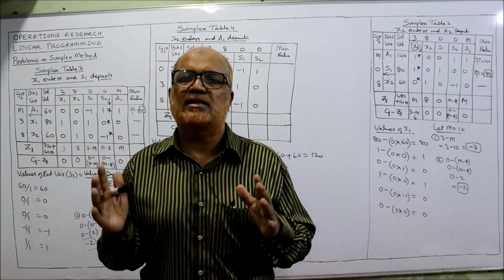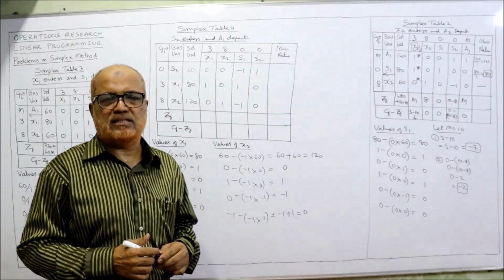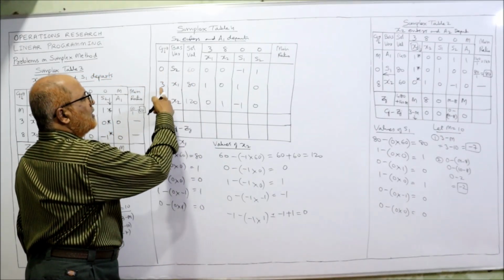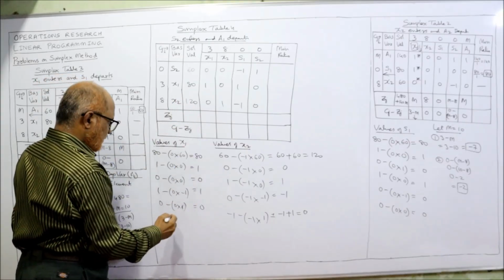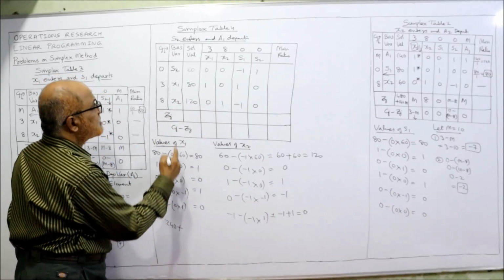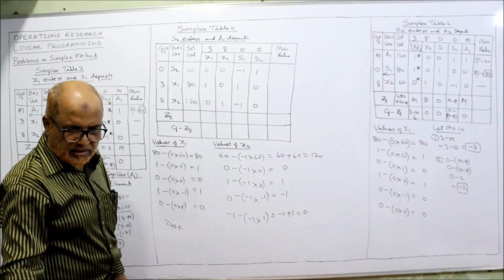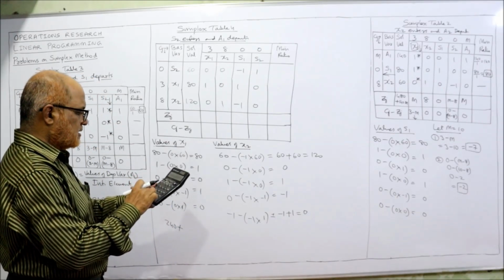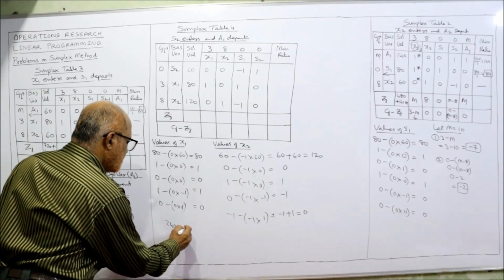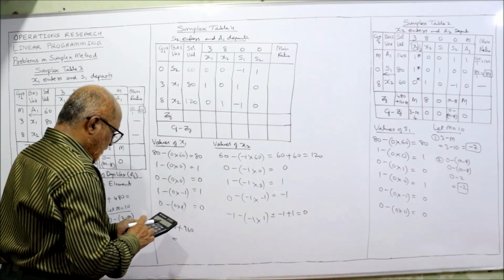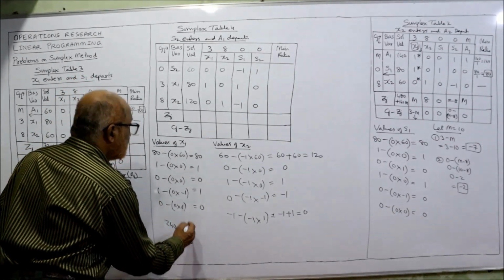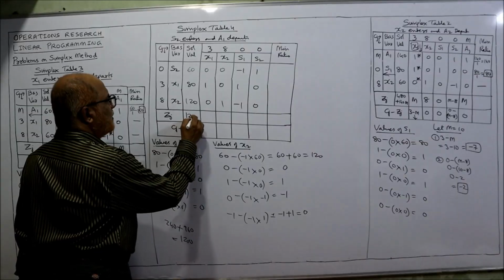Now we need to calculate the zj value and cj minus zj. First zj. So 0 into 60 is 0. 3 into 80, 240. Plus 8 into 120 is 960, I think. 120 into 8 is 960. So 960 plus 240 is equal to 1200. So the zj value we got is 1200.